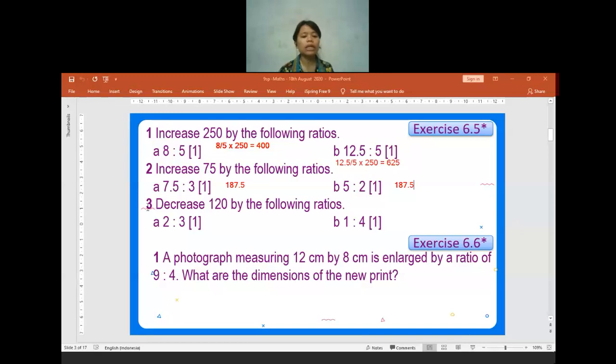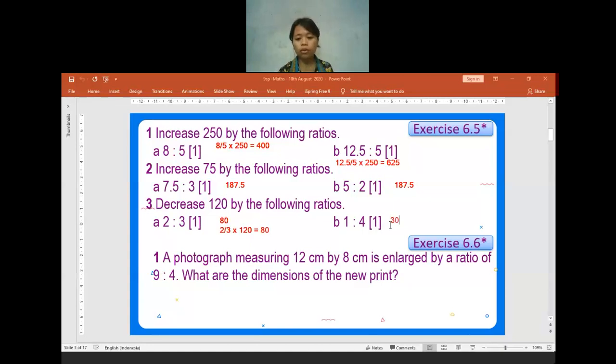Okay, for question 3, decrease 120 by the following ratio. 80. 80, okay, correct. Is there anyone who is confused about getting 80? So change the ratio into a fraction, times it with the value given. 2 to 3, so it will be 2 per 3. We times it with 120. The answer will be equal to 80. Now for question B, with the ratio 1 to 4, how much will it be? Okay, is there anyone who is confused?